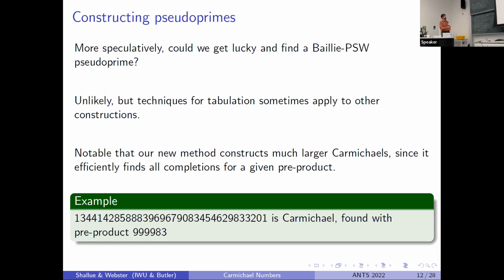It is notable that our new method constructs much larger Carmichael numbers. We're finding all completions for a given free product, and so we are getting much larger Carmichael numbers than would appear in a standard tabulation. If we're interested in a tabulation, we just throw them out. So here's an example: a Carmichael number with free product 999983. This is a Carmichael number that completes that particular free product, and so one can end up with quite large Carmichael numbers. If you're only tabulating up to 64 or 128 bits, then you just end up throwing it out. So you never know; we could do post-processing before we throw it out.